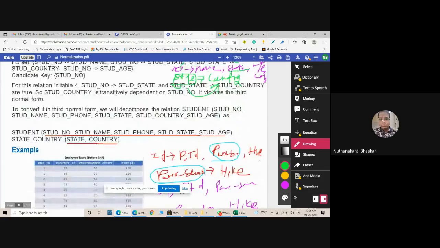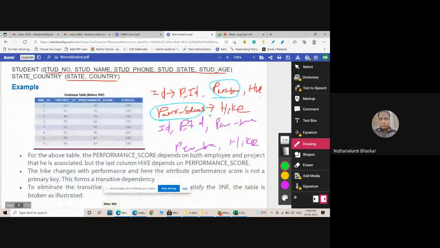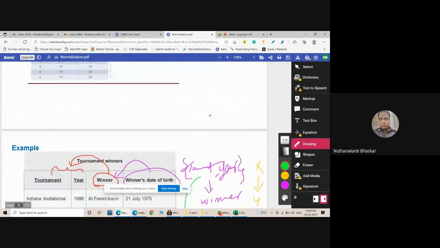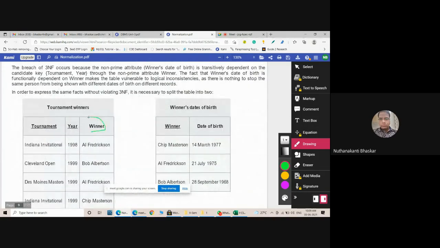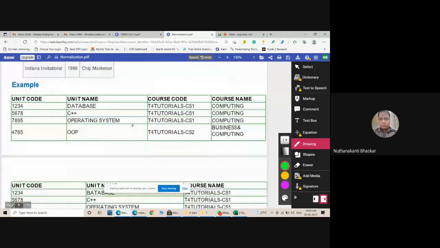Is everywhere it is satisfying or not? Dependency preservation and lossless join, because one common attribute is there here. What is the common attribute? Winner. For second normal form also we did the same, first normal form and third normal form also we are doing the same. Yes or no? Yes, sir.